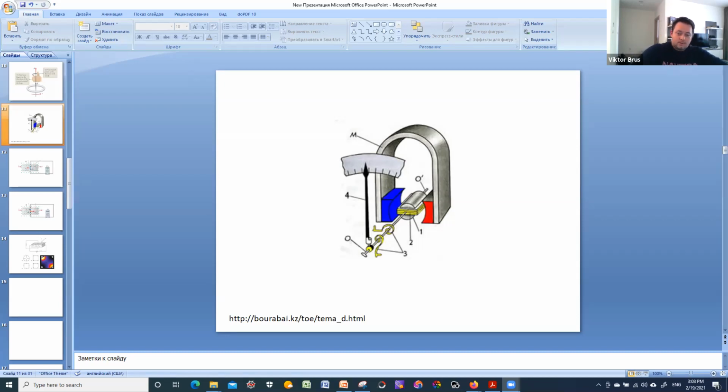So let me stop sharing this. Today, as I mentioned last lecture, we will discuss one of the very important applications of magnetic field, and specifically interaction between electric current and magnetic field. In particular, this will be the Hall effect.